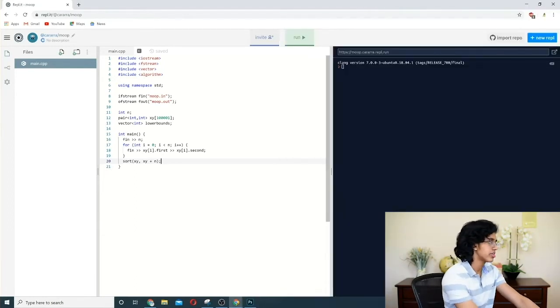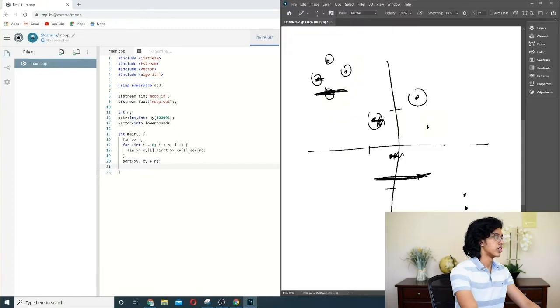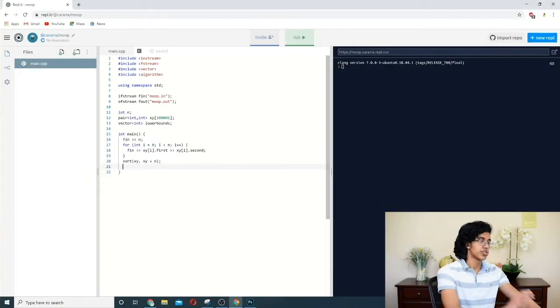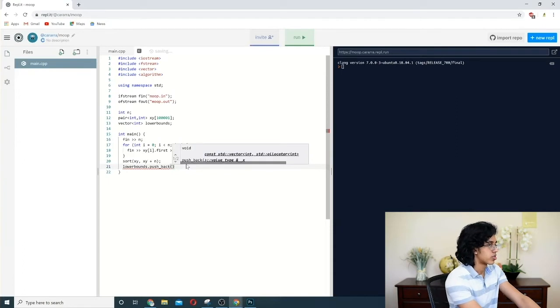Dude, the coding for this isn't even that bad, I just realized. Okay, so what we're first gonna do is, wait, n is guaranteed to be greater than 1, right? Okay, so basically we're just gonna start by pushing the first one as the lower bound. So lower bounds are pushed back, and then we want the y coordinate of the first one.